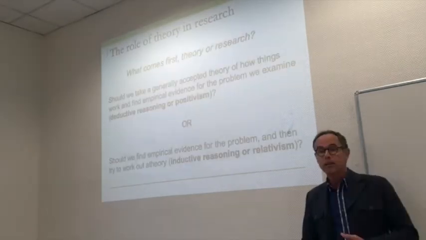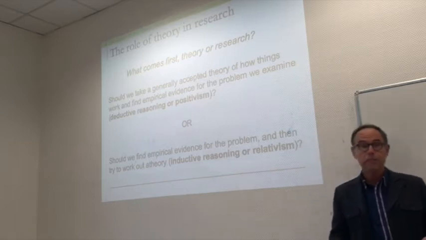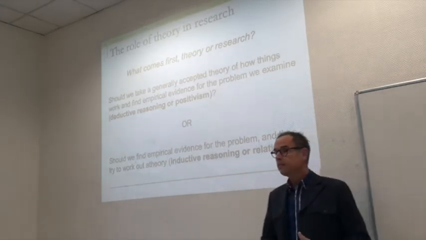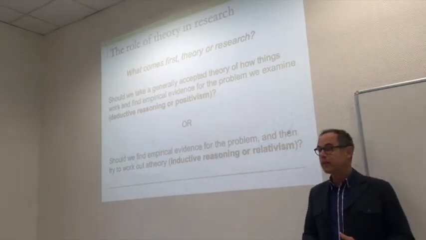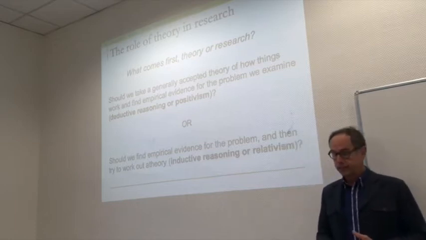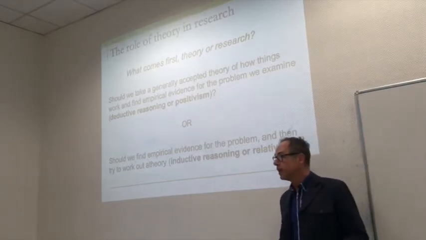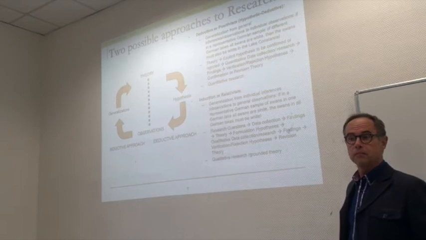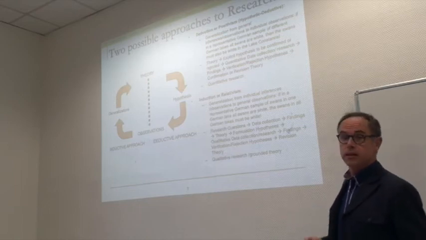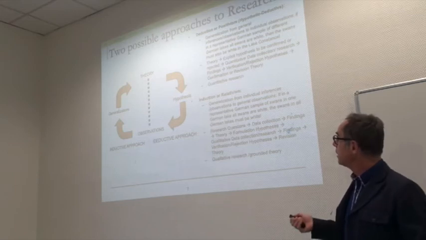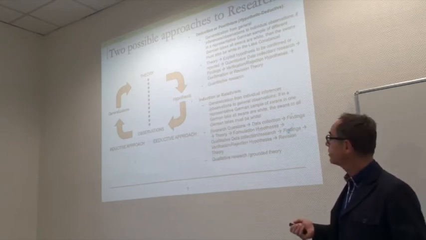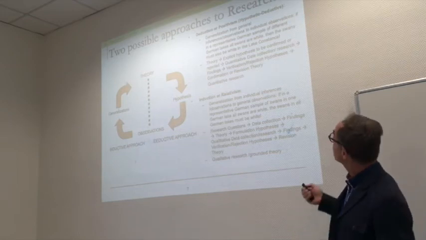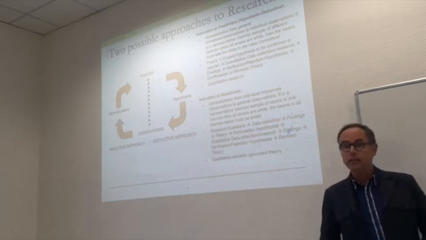So let's have a closer look. Should we take a theory and then test it? This is called deductive or positivist reasoning. Or should we find some empirical evidence, so do research first, and then work out the theory, which is called inductive reasoning, or also relativist. This is summarized here. If you have a good established theory and literature, you start with the theory, you establish your hypothesis, and you do empirical investigation, from which you draw your generalization, and you confirm your theory. This is actually called hypothetico-deductive research.